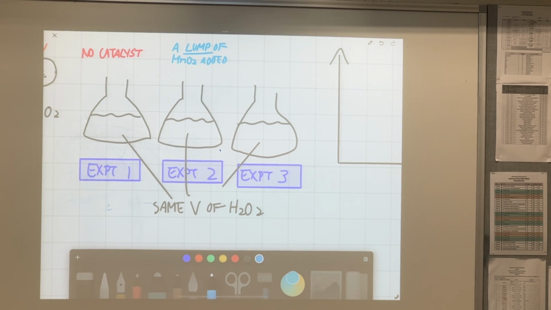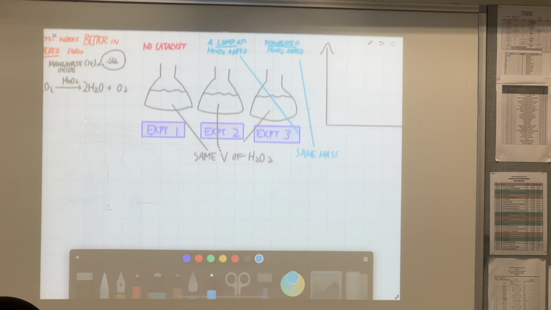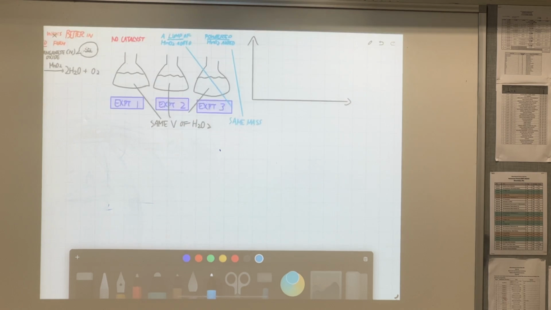To the third flask, you did not add a lump. You add powdered manganese 4 oxide. And note that the manganese 4 oxide added should be of the same mass. This is for control experiment. Okay, you can't add more catalyst to one than the other, just to keep things fair.